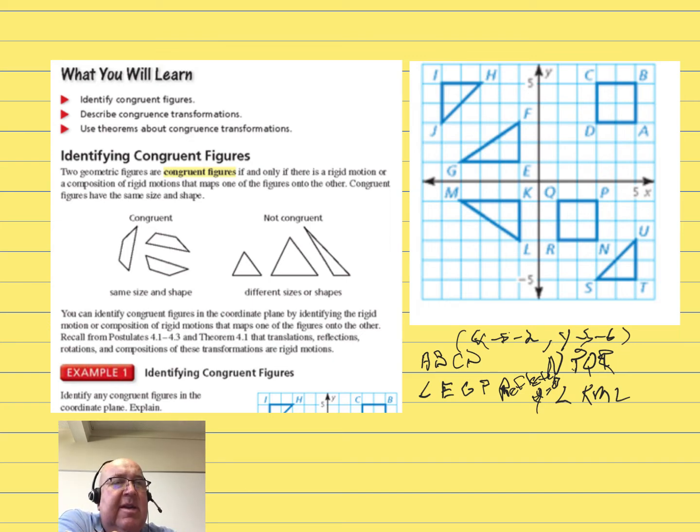All right, and finally, triangle HIJ was rotated 180 degrees to get triangle STU. So that was a rotation of 180 degrees.